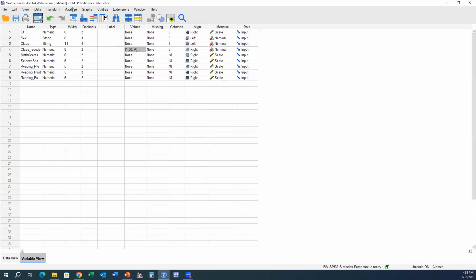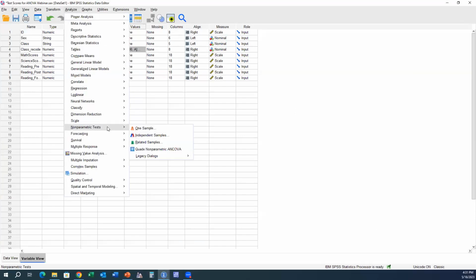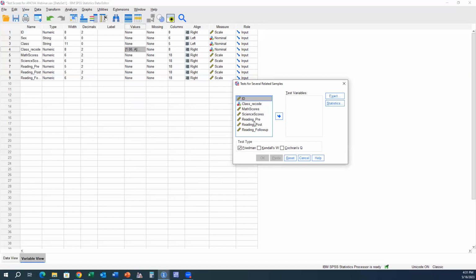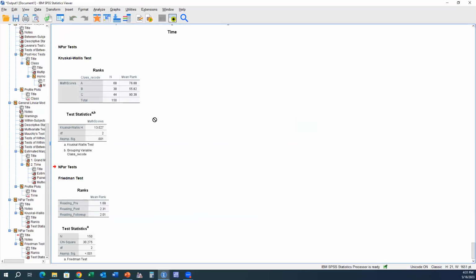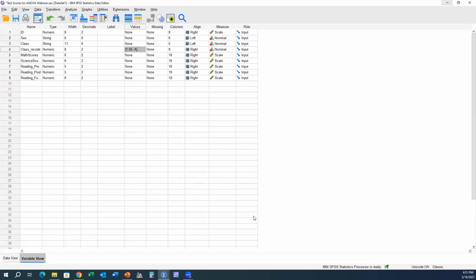Similar menus for this one: you go to Analyze, Nonparametric Tests, Legacy Dialogs, and then K Related Samples. Related just means the same participants are coming back, right? For this, you put in reading pre, post, follow-up over here. Make sure that Friedman is selected. Click OK. This is going to assess for differences in reading over time. Okay, so those are the nonparametric backups.